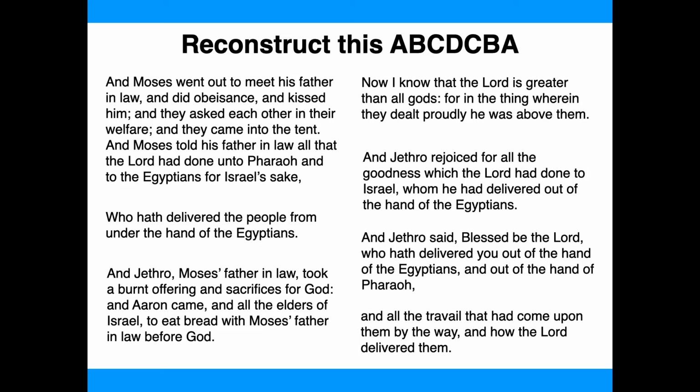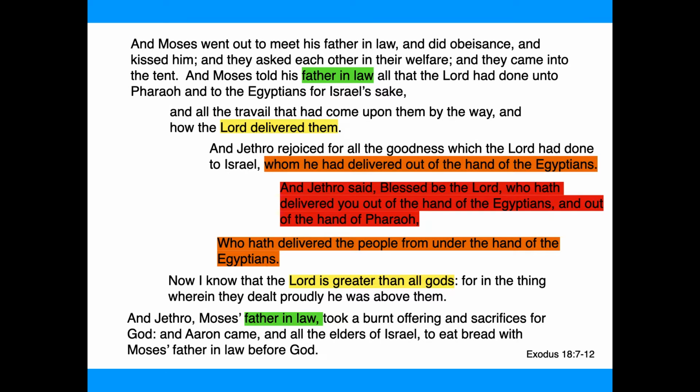Obviously it's not going to start halfway through a sentence like "and all the travail that had come upon them by the way." That's not going to be the very first one, because a verse wouldn't start off like that. All right, so moving forward to the answer. Here it is in its full chiastic structure.